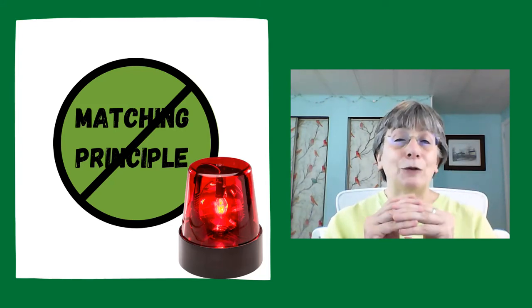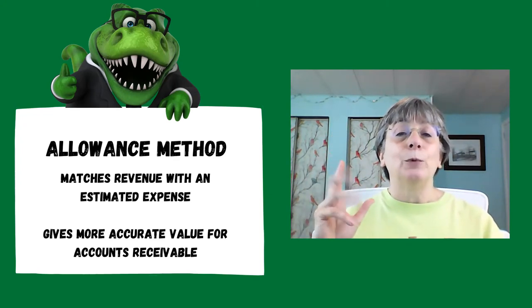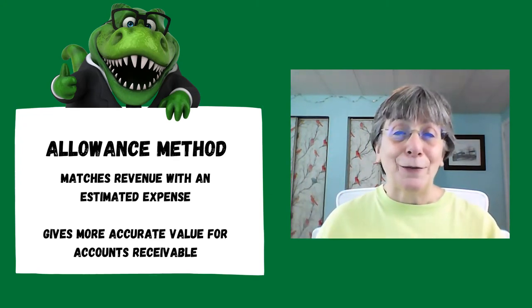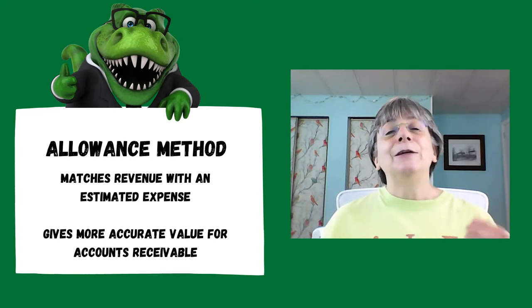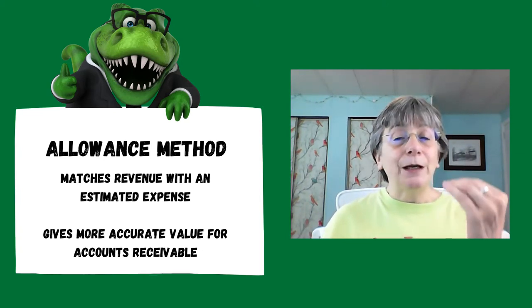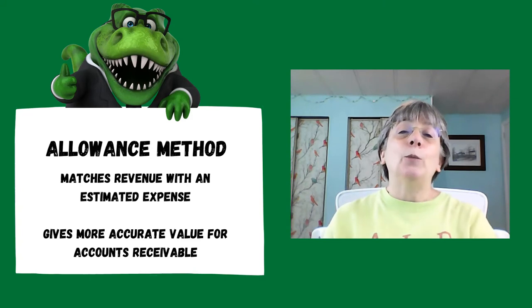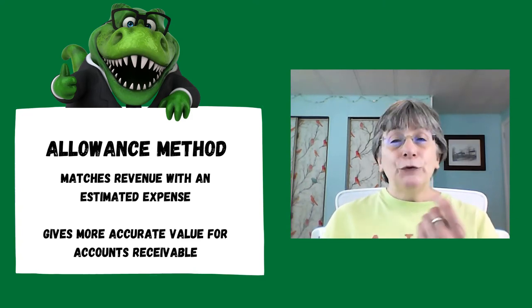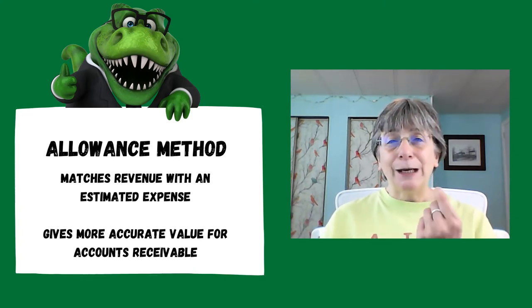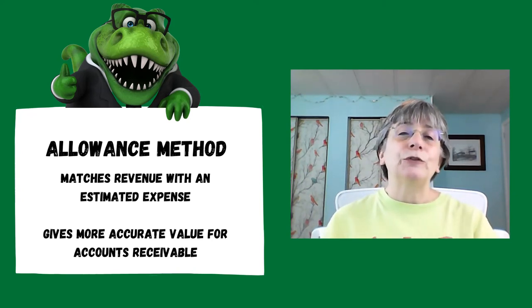So it violates the matching principle, which leads us to the other method, which does not violate the matching principle, and it's called the allowance method. So the purpose of the allowance method is to match the revenue with the estimated expense of bad debts that we think we may eventually have. So what it does, by doing an estimate, it gives us a more accurate value for our accounts receivable account.